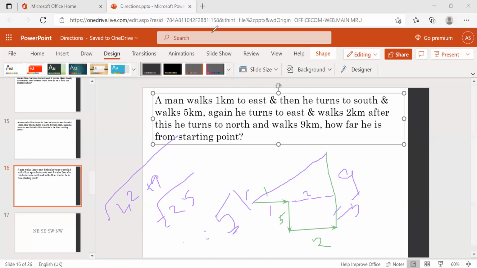It is also 5. Just extend the lines. It is 2 and it is 1. That's 3. And from here to here, it is totally 9, and up to here it is 5. So remaining is 4 only. So 4 square plus 3 square is 16 plus 9, it is 25, and root 25 is 5. Sorry, I said 169 earlier, that was a mistake.